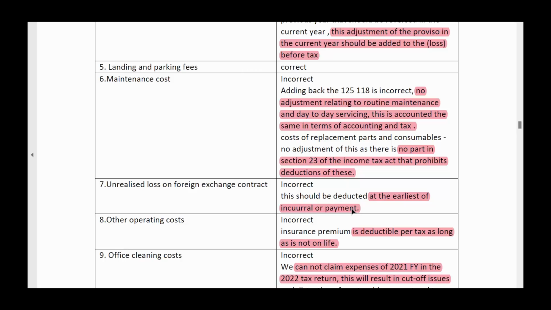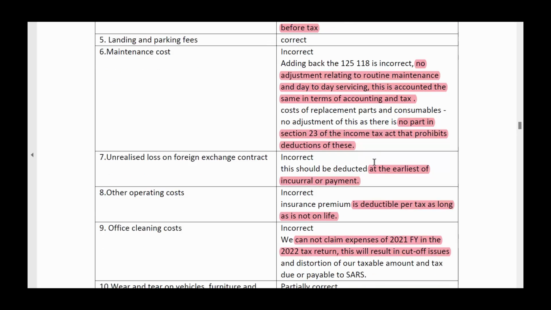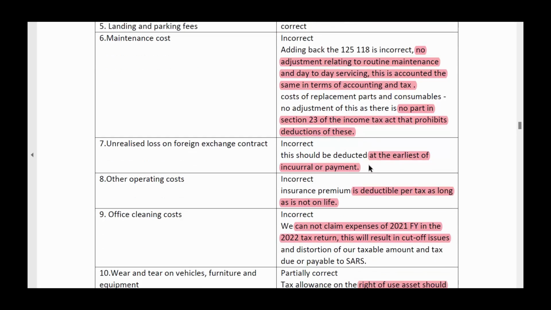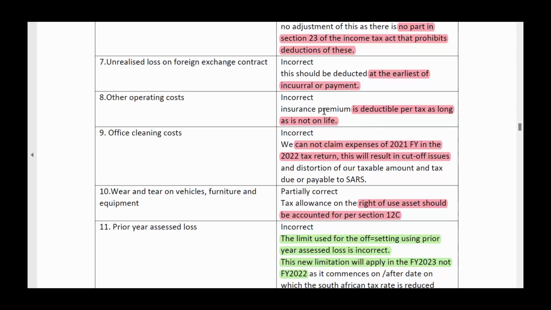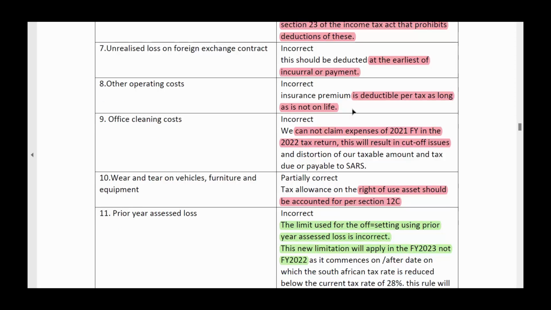On the unrealized loss on foreign exchange contracts, the principle indicated here is actually incorrect. Section 24 Cap I simply says gains would be included in income and losses are deductible in your taxable income calculation. No mention of at the earliest of incurral or payment. So this is incorrect. The other operating costs included a prepayment of insurance premiums, and the candidate simply did not deal with the prepayment in terms of Section 23 Cap H. They say the whole amount is deductible, which is incorrect.